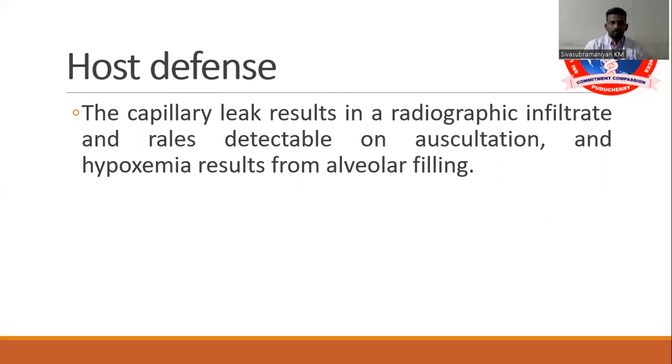So what happens? The capillary leak results in a radiographic infiltrate. This is an important term. We describe it on the X-ray as a patchy area of radiographic infiltrate. And clinically, you can detect rales on auscultation, and the patient will go into hypoxemia. This is due to alveolar filling of exudative fluid that hampers the exchange of oxygen across the alveolar lining. So eventually you get hypoxemia.